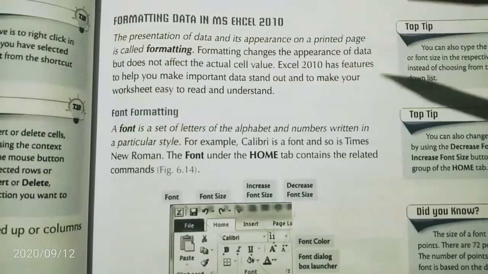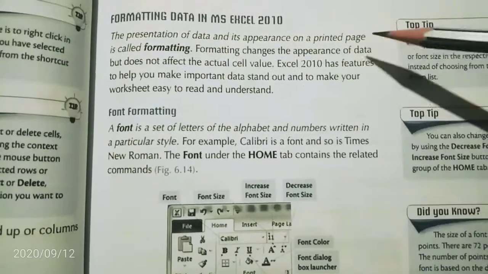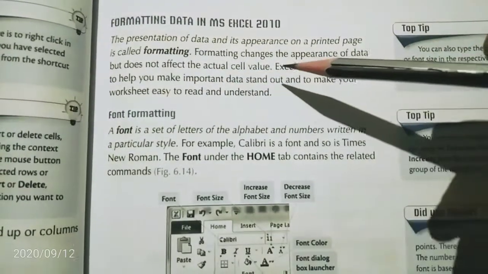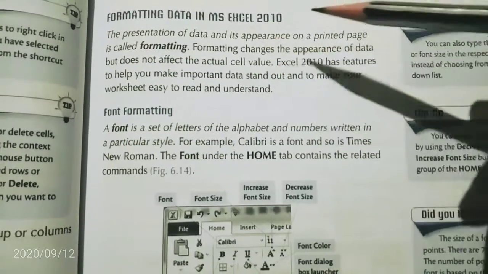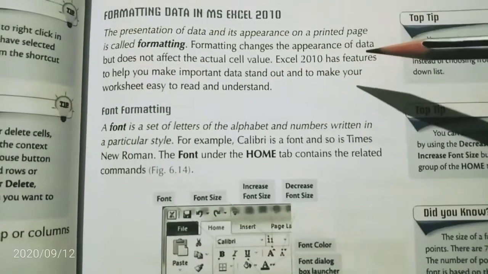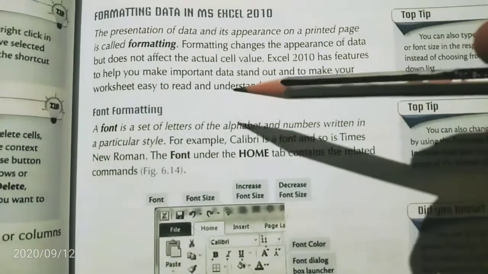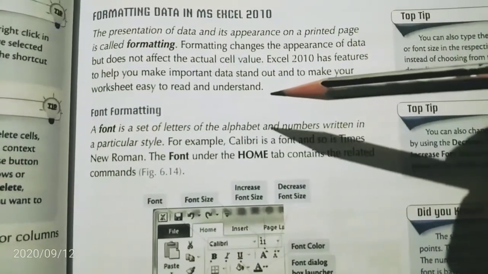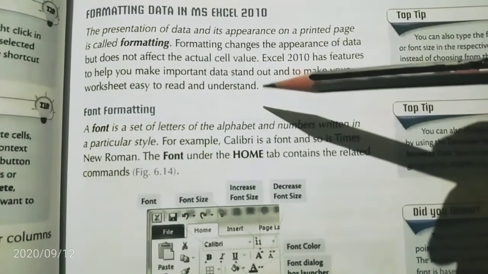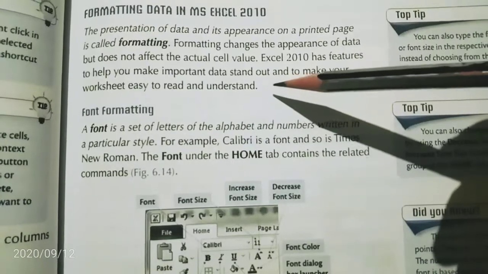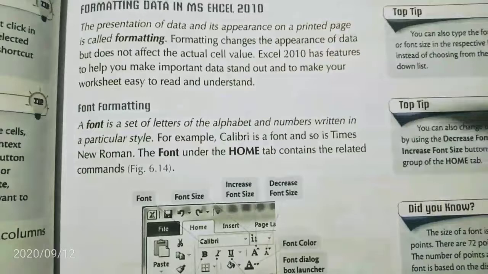That means the presentation in a beautiful manner. That is called formatting of data. So formatting changes the appearance of data but does not affect the actual cell value. So it only changes the appearance of the data and the cell value will remain the same. So Excel 2010 has features to help you make important data stand out and to make your worksheet easy to read and understand. So when you make any design, the audience or the user pays attention to the important data that stands out in the worksheet, and it is very easy to understand and read. So that is called formatting.